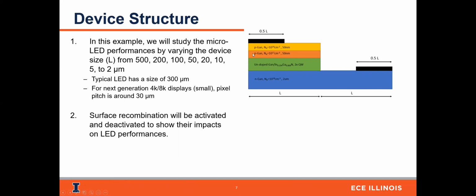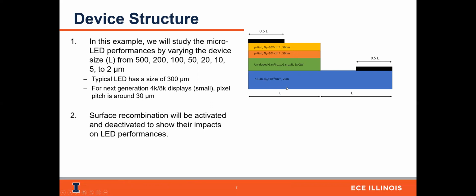On top of it, we have P-type gallium nitride with an acceptor concentration of 10 to 17, 50 nanometer. And on top of that, we have a contact layer of heavily p-doped gallium nitride with an acceptor concentration of 10 to 19. The thickness of this layer is 50 nanometer.